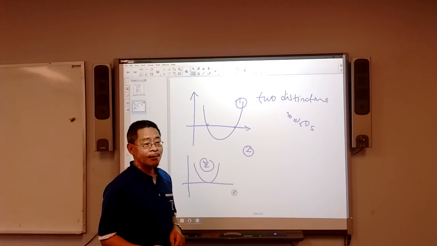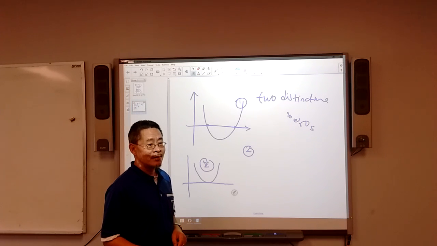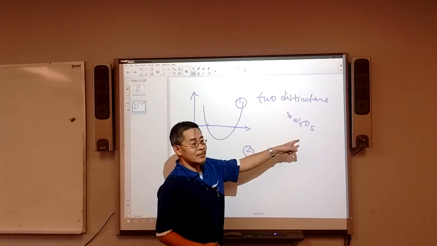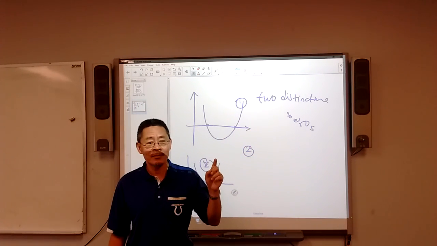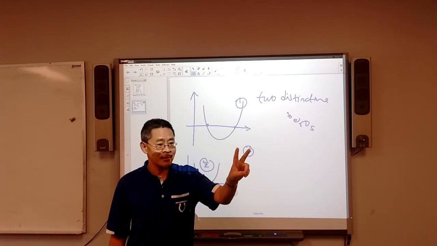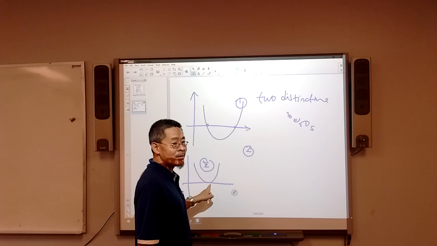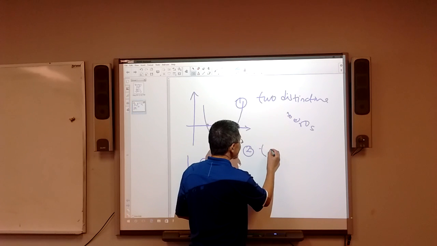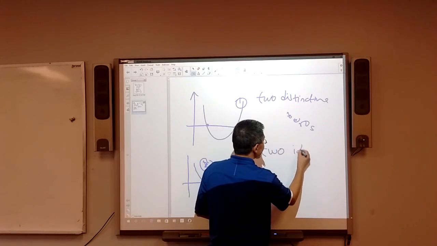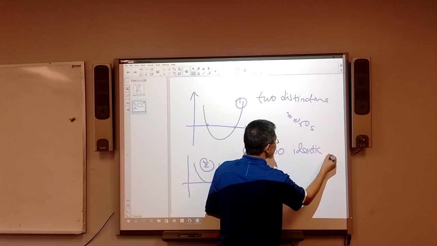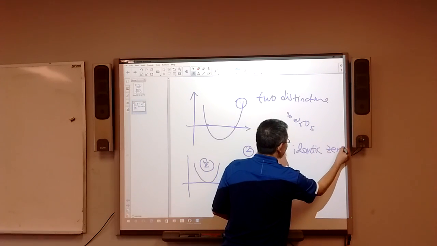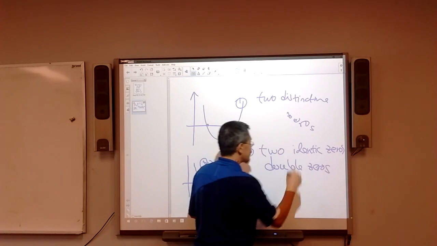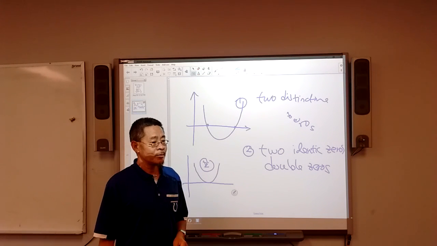Two things. The answer to your question is 1. The first one has two distinct zeros. Here, do you have 1 or 2 zeros? 1, 2 zeros. Well, it just happens to be on the same point, but it's considered 2 zeros. So, 2 identical zeros, also called double zeros. Just remember that.